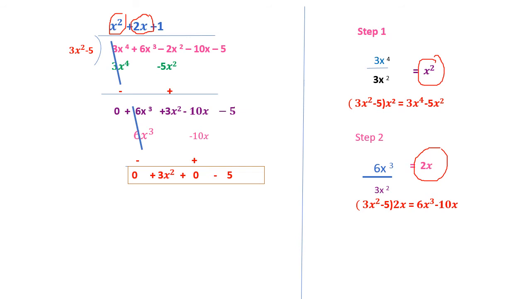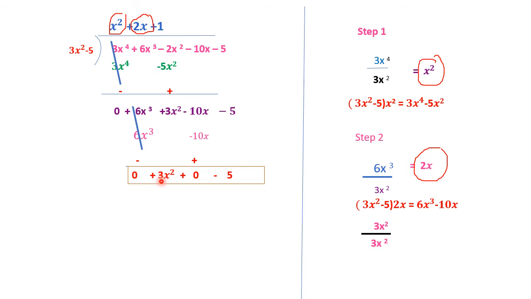Now again, the first term inside the division is 3x squared, and the first term of the divisor is 3x squared also. Divide both these terms. Here they are. Now do you remember the rule of the division algorithm?